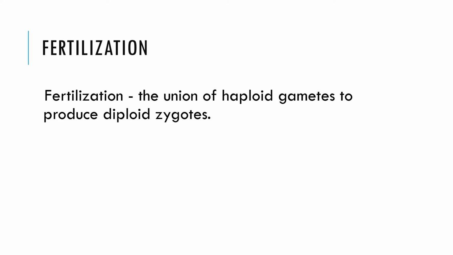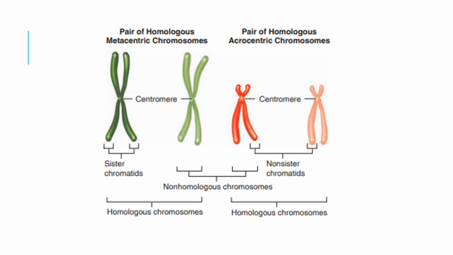Fertilization is the union of haploid gametes to produce diploid zygotes. Metaphase chromosomes can be classified by centromere position. Before cell division, each chromosome replicates into two sister chromatids connected at a centromere. In highly condensed metaphase chromosomes, the centromere can appear near the middle, a metacentric chromosome, very near an end, an acrocentric chromosome, or anywhere in between.